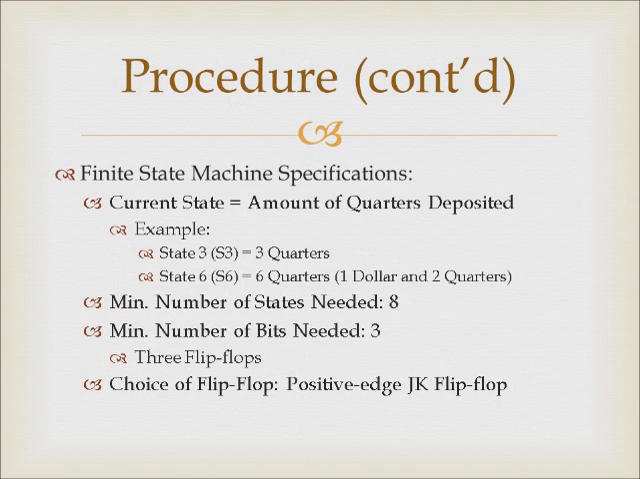Next, the team settled on the idea of using a finite state machine to realize the functionality of the vending machine. Each state in the state machine would correspond to the number of quarters deposited into the machine. For example, state 3 means that there are 3 quarters, while state 6 means that there are 6 quarters, or $1.02. Based on the specifications put forth by the team, a minimum of 8 states were needed.